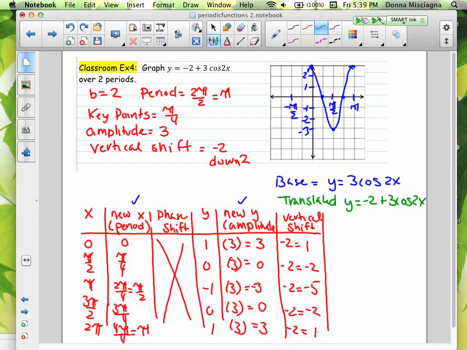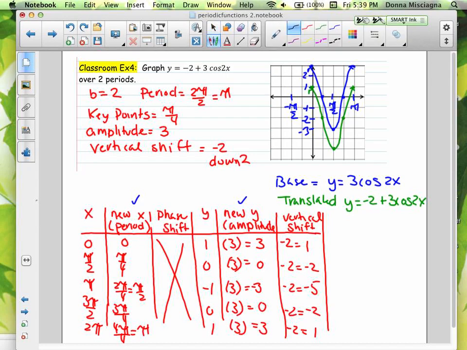So I have the point 0, my shadow keeps blocking. I can't see the whole graph here. 0, 1, or we could just count down to 2, right? 0, 1, and then we're at pi fourths -2, pi halves -5, 3 pi fourths -2, and pi 1. And there is our graph, just shifted down 2. Not too bad, I hope.